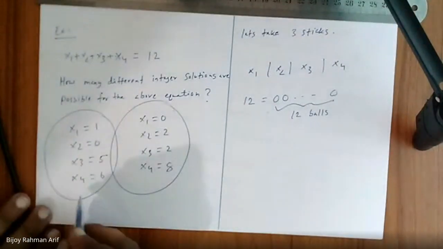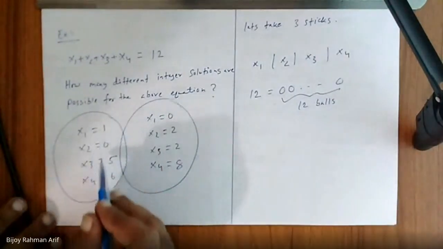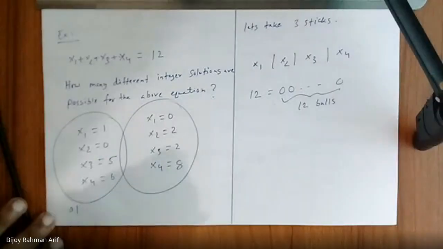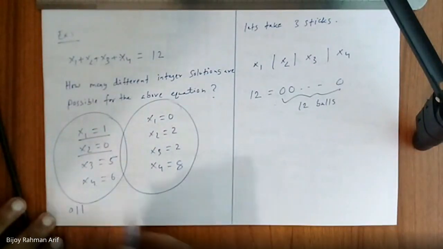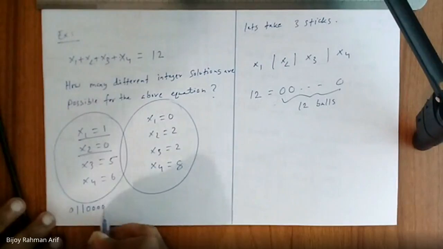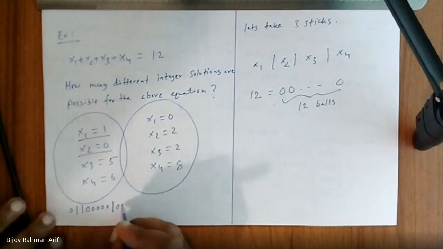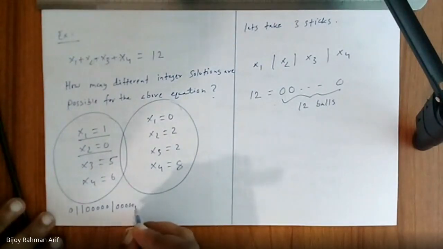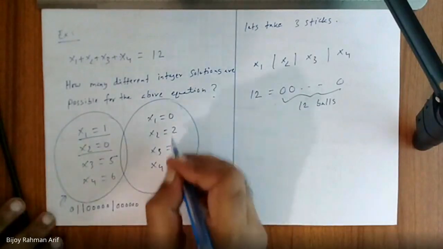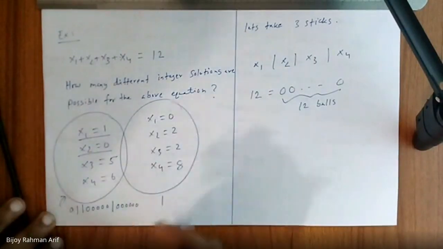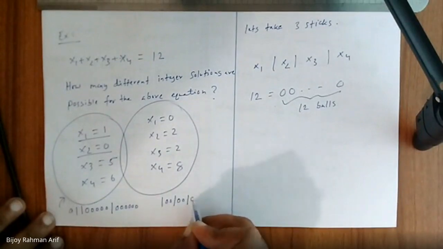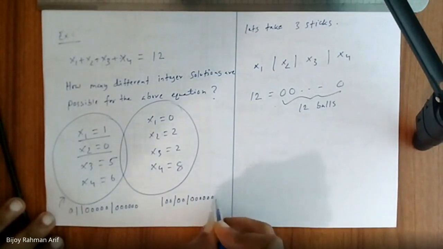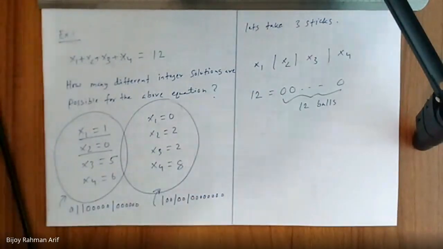So what would be this? How can I represent this one? এটা ফার্স্টের আগে একটা বল, কারণ x1 equal to 1. This one is 0, so nothing is there. তারপর 5টা, তারপর ফাইনালি 6টা। এটা হচ্ছে এটার সলিউশন। এটা কিভাবে দেওয়া যায়? এটাই কিছু নাই, তারপর 2টা বল, তারপর 2টা বল, তারপর ফাইনালি 8টা। এটা হচ্ছে এটা। So this way it is possible.